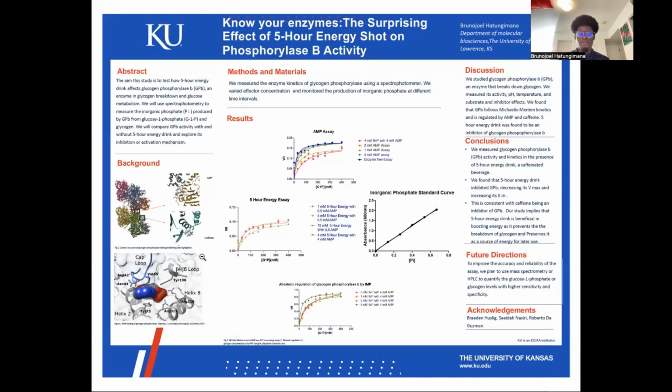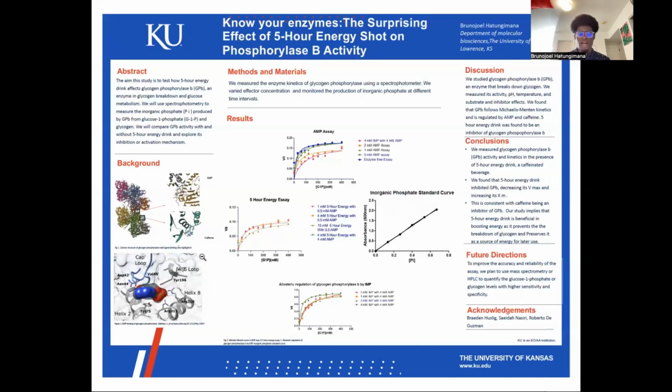The standard curve for inorganic phosphate was used to determine the concentration of inorganic phosphate in a sample. This is done by measuring the absorbance of a sample and comparing it to the calibration curve created using known concentrations of inorganic phosphate. The AMP assay is consistent with current literature, as we witness a rise in Vmax as the concentration of AMP increases, as it is an activator. Lastly, our data on 5-hour energy shot mirrors that of an inhibitor. The Vmax drops as the concentration of 5-hour energy shot increases.